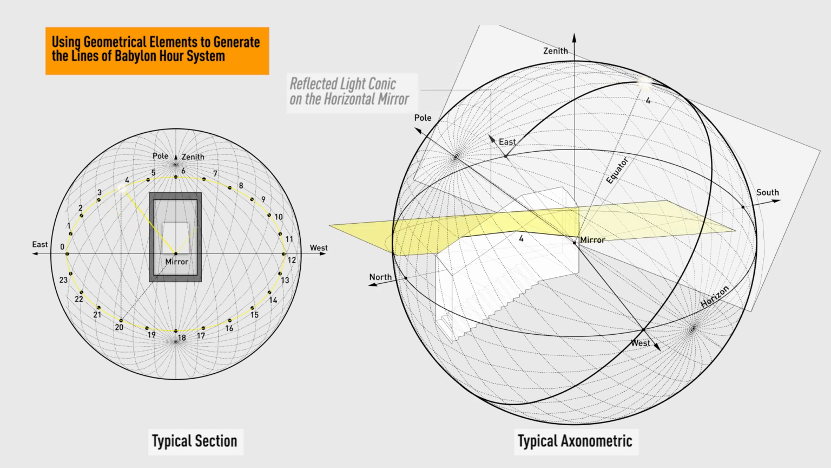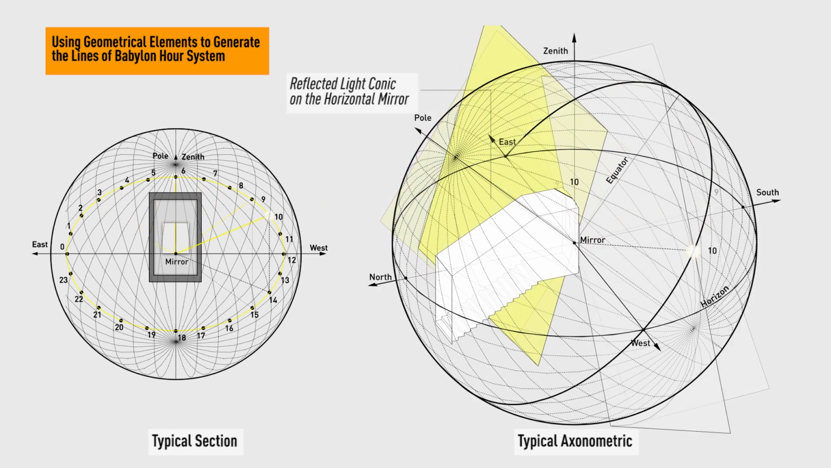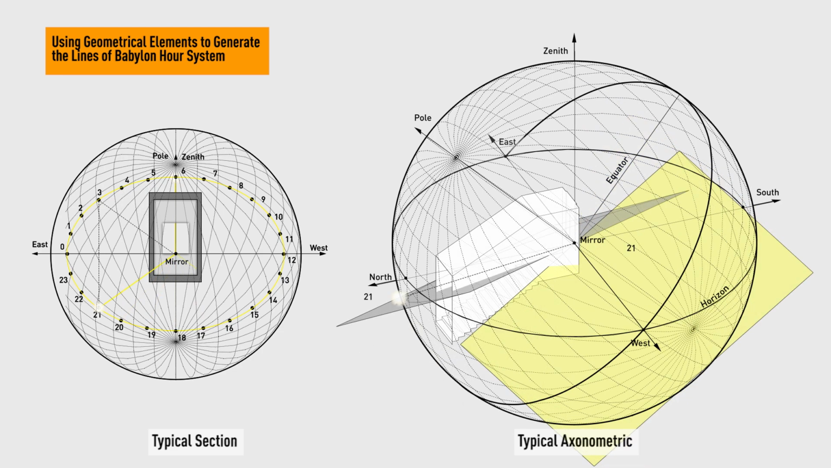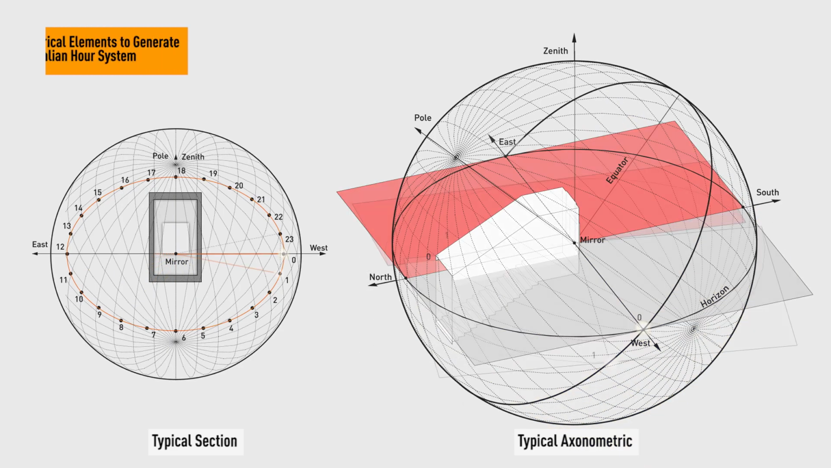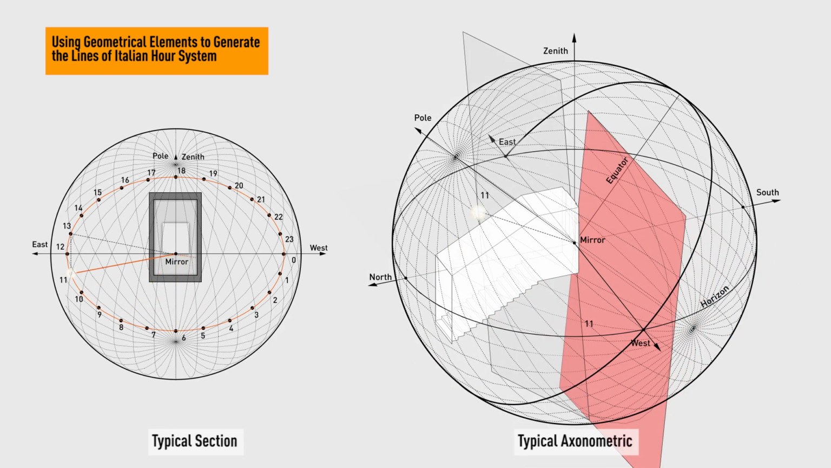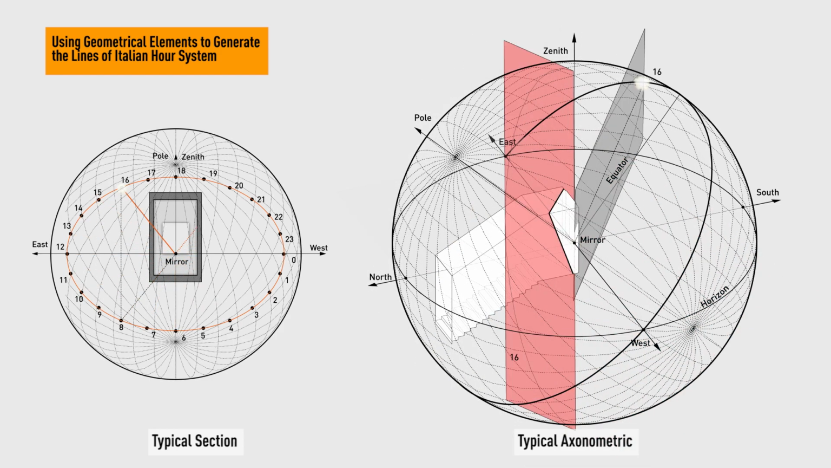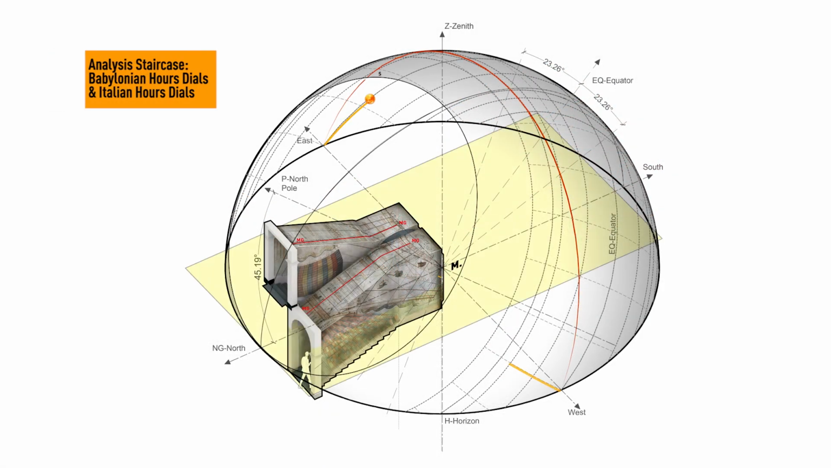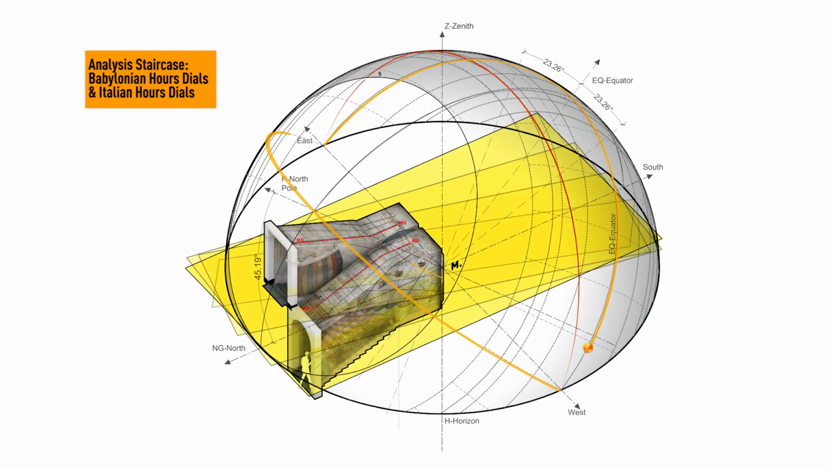Babylonian hours are counted from sunrise, while the Italian hours are counted from the last sunset. The lines of this system are caused by planes with a rotation angle of 15 degrees around the North Pole starting from the horizon plane. Babylonian and Italian hour lines inside the sundial in Grenoble are established through the intersection between the interior surfaces and the rotating plane surface.